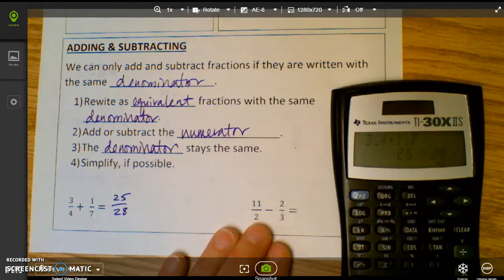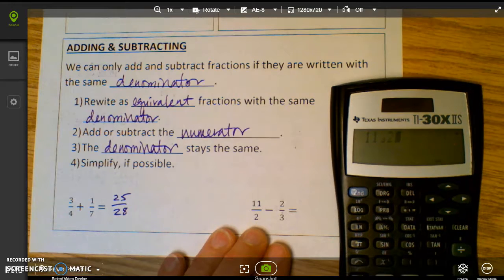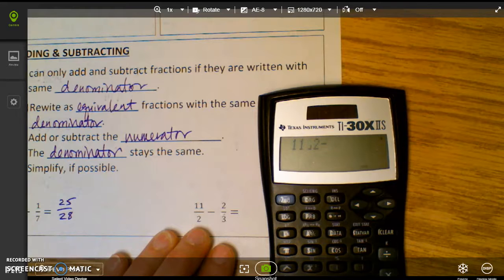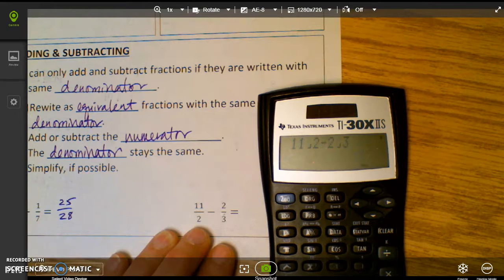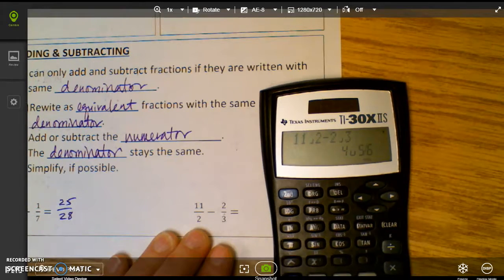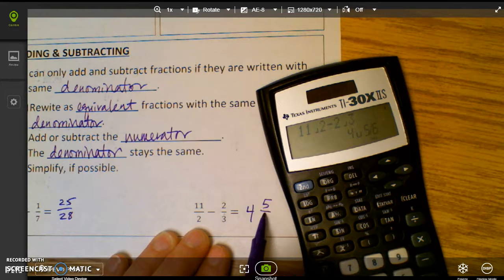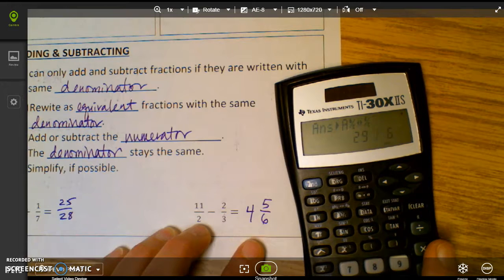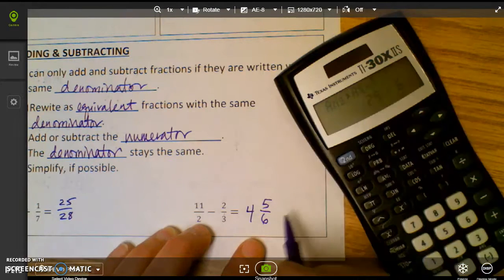And then the last one, we're just going to put in our 11/2, 11 ABC 2. And this time we are subtracting the fraction 2/3. So we can go ahead and come up with our solution either as a mixed number, or remember, second ABC gives us an improper fraction.